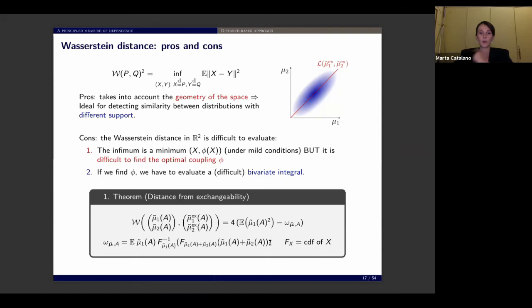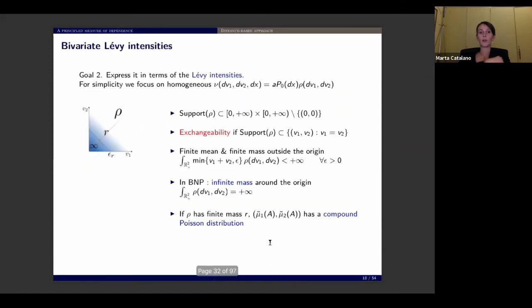Okay, so this brings to our second goal, which was to express the distance or find a tight bound in terms of the Levy intensities in order to be able to perform analytical computations, of course. So in what follows, I will focus on homogeneous Levy measures, though what I say can be extended to the non-homogeneous case as well. Homogeneous Levy measures have a jump component that can be separated from the atom component. So I will be focusing on the jumps, which are described by the measure rho.